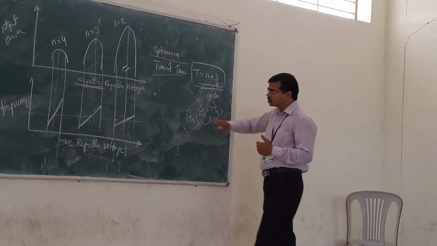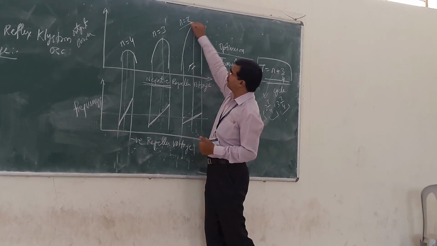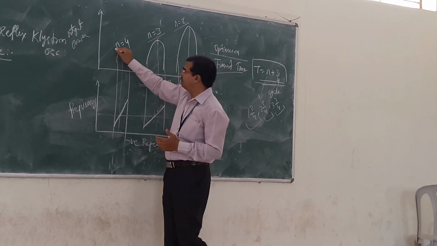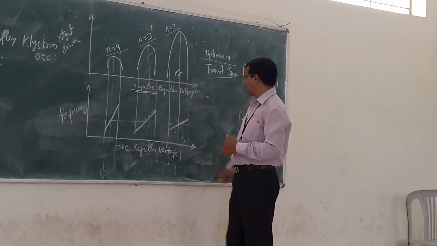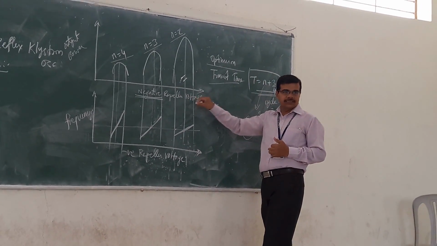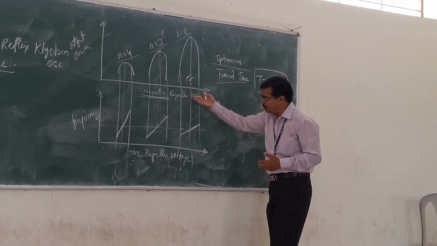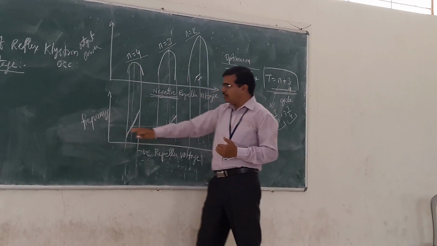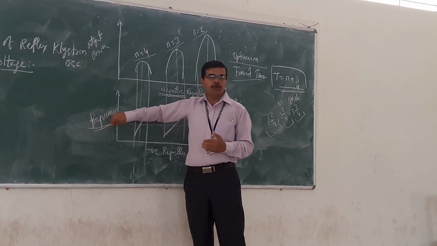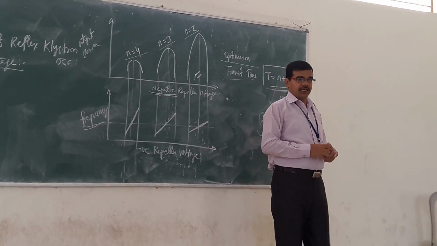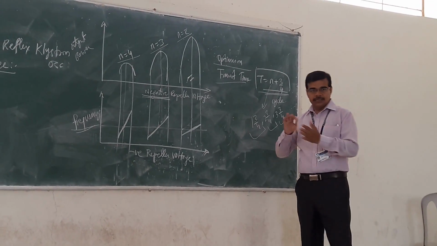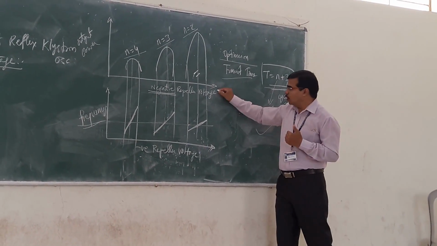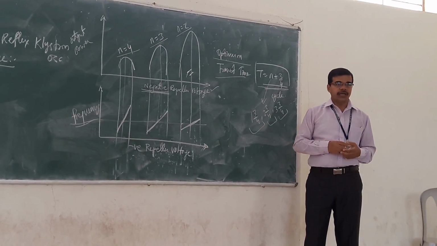Okay? So here you see, we have considered n equal to 2, here n equal to 3, and here n equal to 4. And this is the repeller voltage. The same repeller voltage we are keeping on the x-axis, and on the y-axis we are keeping one more parameter, that is the frequency. So we are comparing the output power and frequency with the negative repeller voltage.